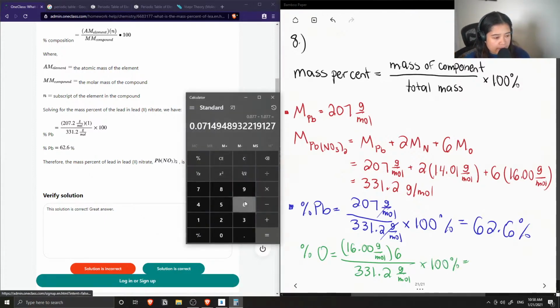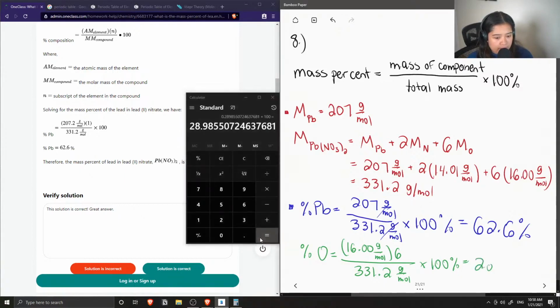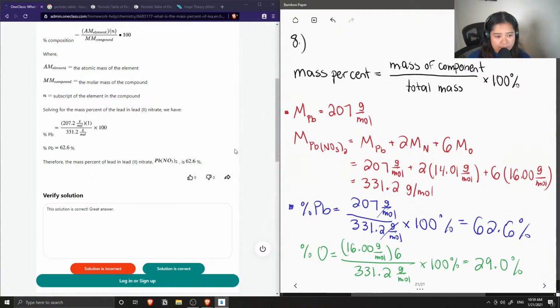Okay, so let's pull up the calculator. 16 times 6, 96, divided by 331.2 times 100. So that means 28.98, or I guess we can just round to 29%. 29% of lead nitrate is oxygen. If we were to do the same thing for nitrogen and add all these values up, you know you did it correctly if they add up to 100.